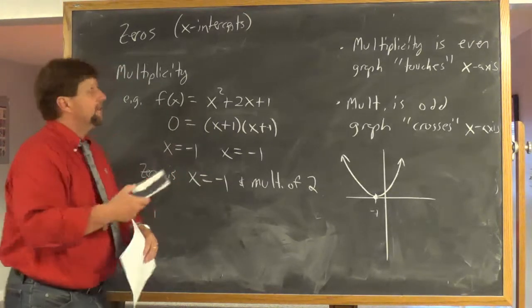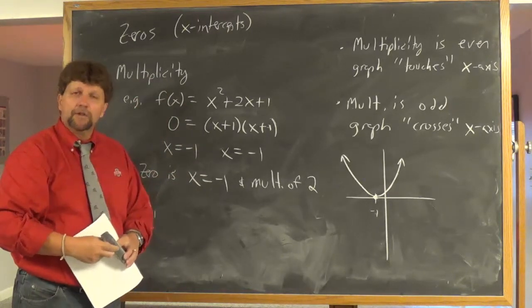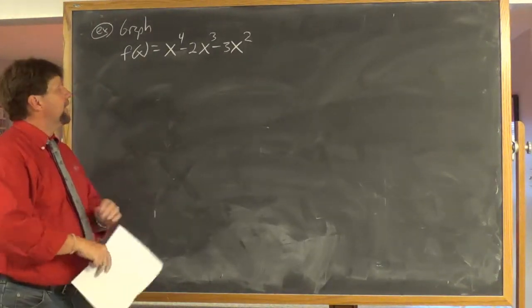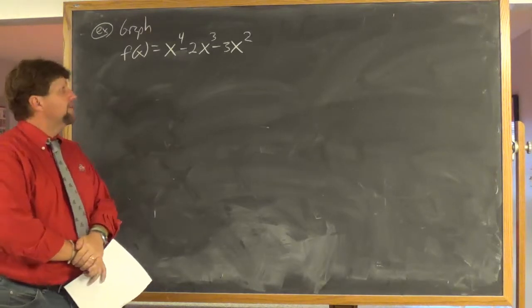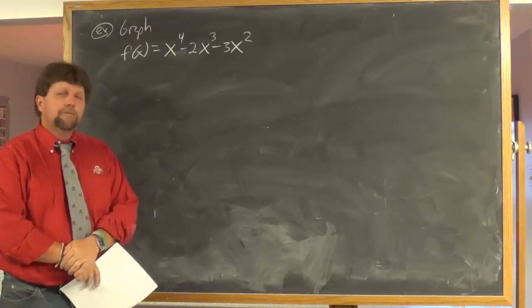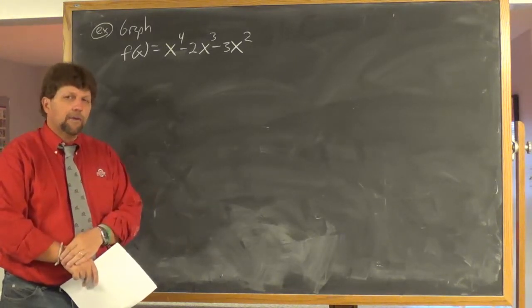So we're going to try to tie this together by finding zeros and then classifying the multiplicity of the zeros. All right, here we are, folks. We're going to try to tie some of this stuff together now. We're going to graph the polynomial function f of x equals x to the 4th minus 2x cubed minus 3x squared. Here are things that I notice right away.